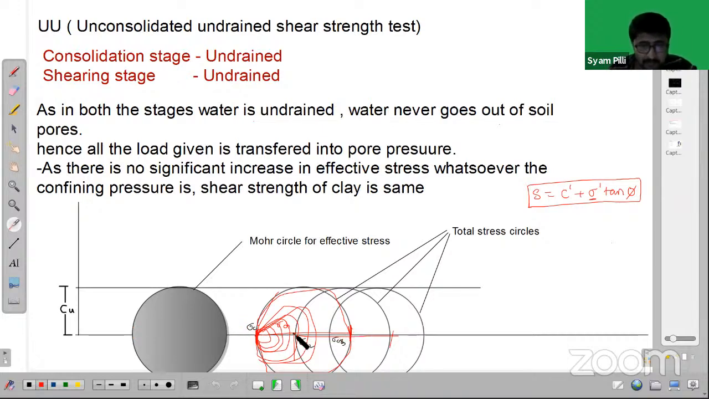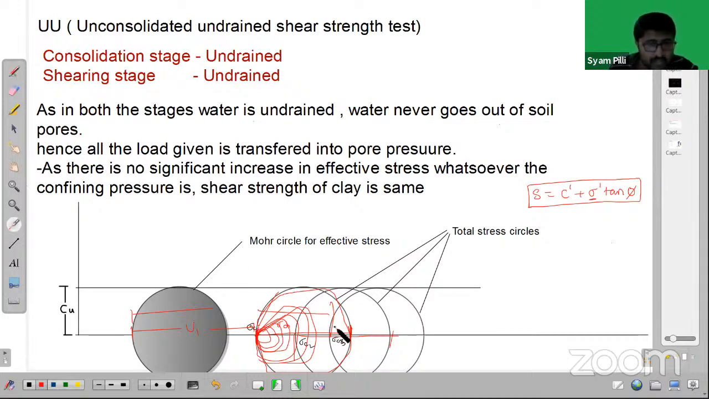And the sigma C1 plus sigma D1, which is the major principal stress at failure in the first sample, will be converted into the whole thing minus delta sigma. That is delta U, the pore water pressure change. In the first case the pore water pressure change is this much, in the second case it is this much. So whatever load we apply, that is all pore water pressure only.